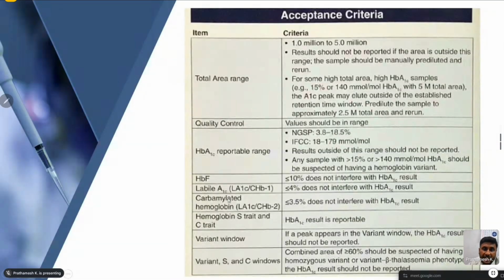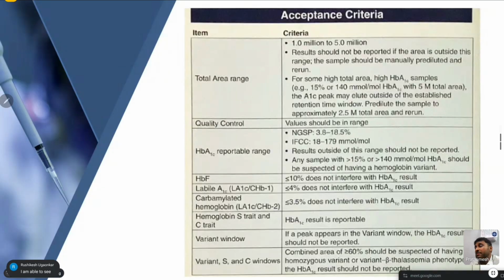HbF should be less than 10, labile A1C less than 4, carbamylated less than 4. So basically, to keep things simple, what I remember is HbF less than 10, and all the other peaks less than 5. That is how I remember. The chromatogram should not have any other windows.